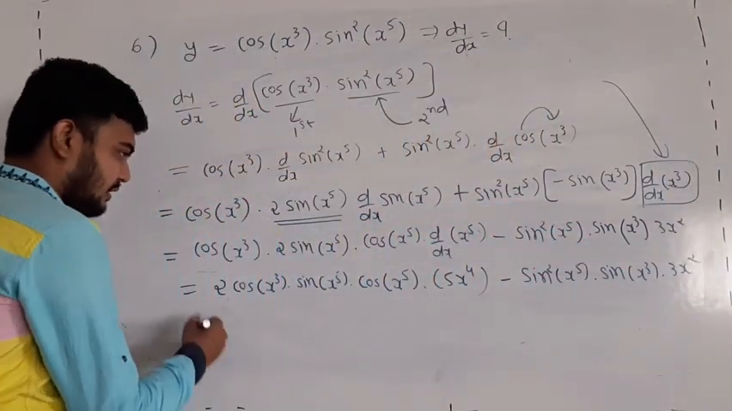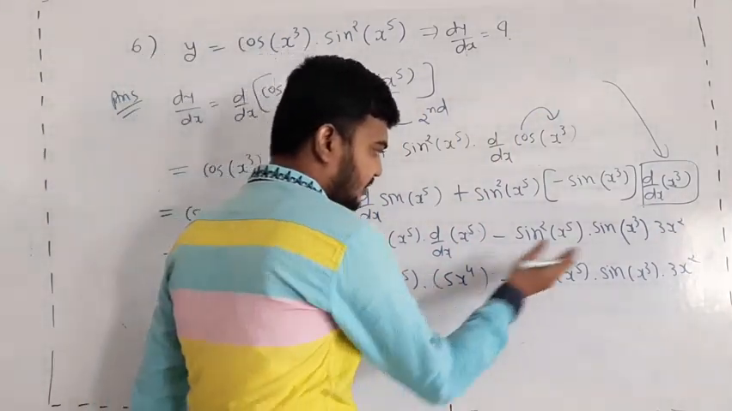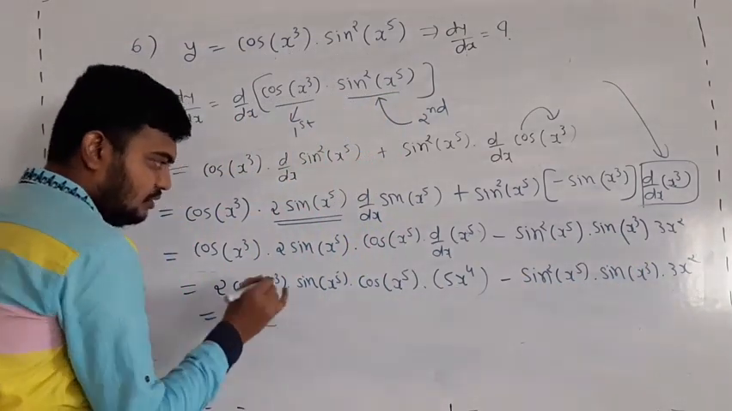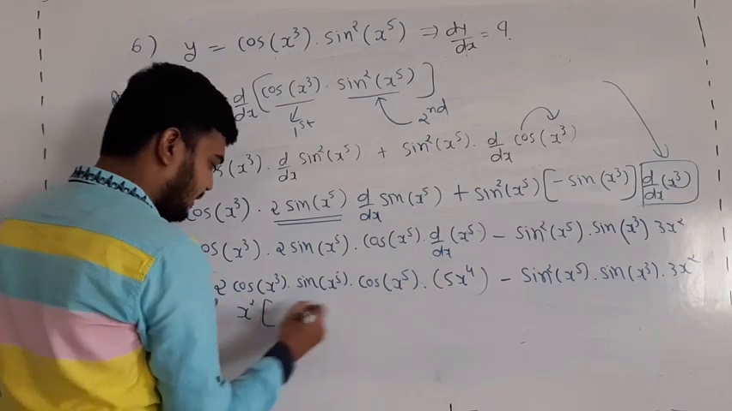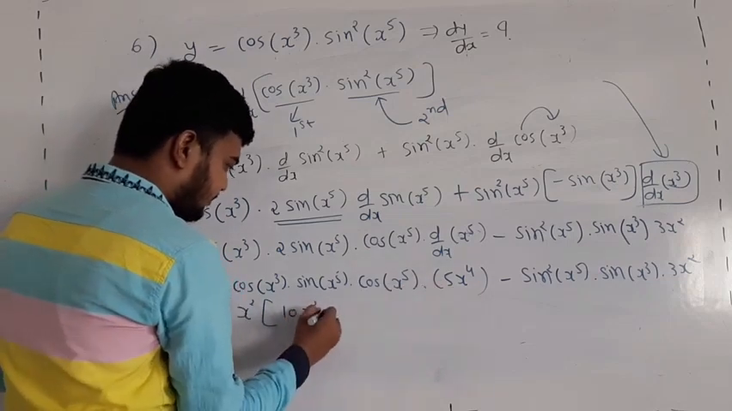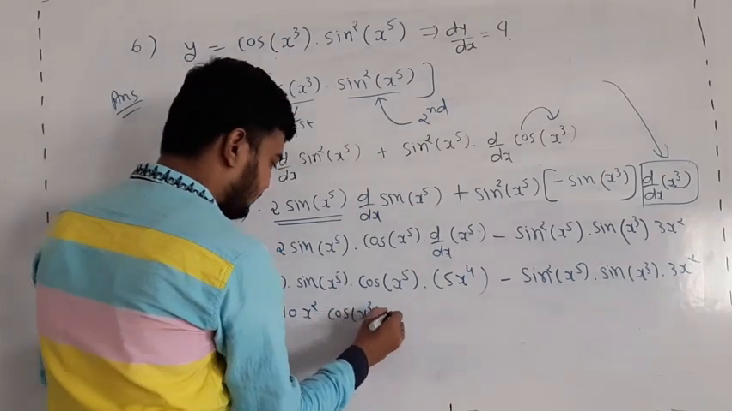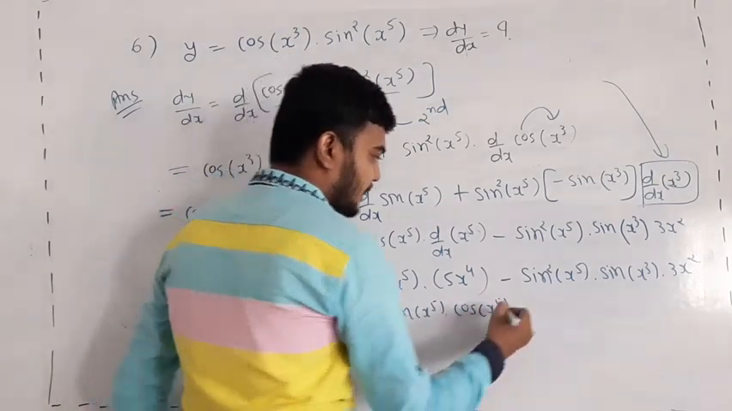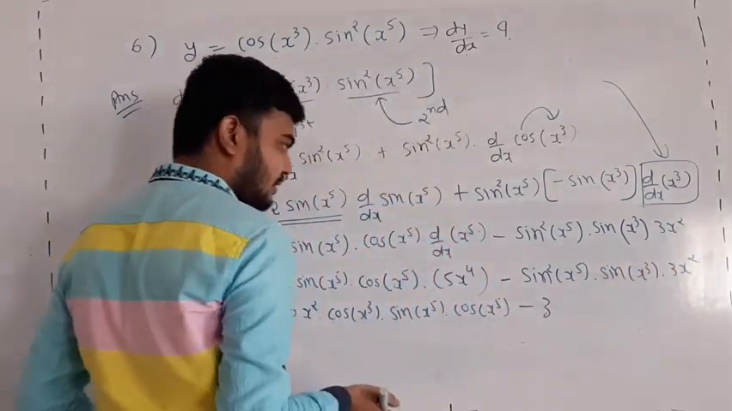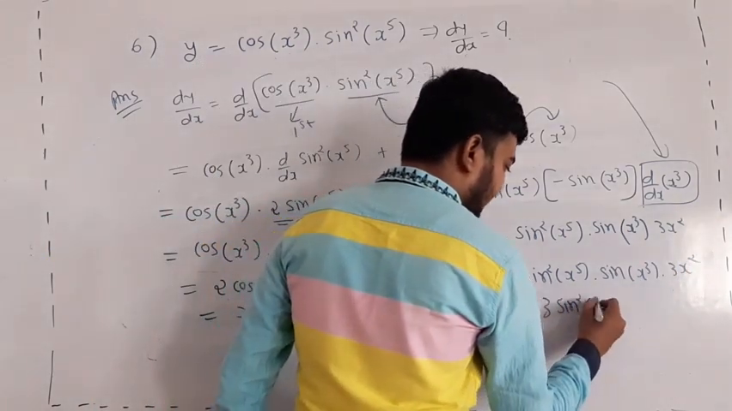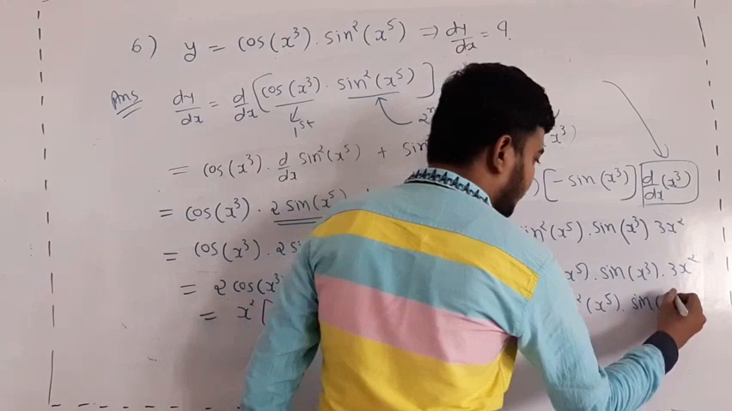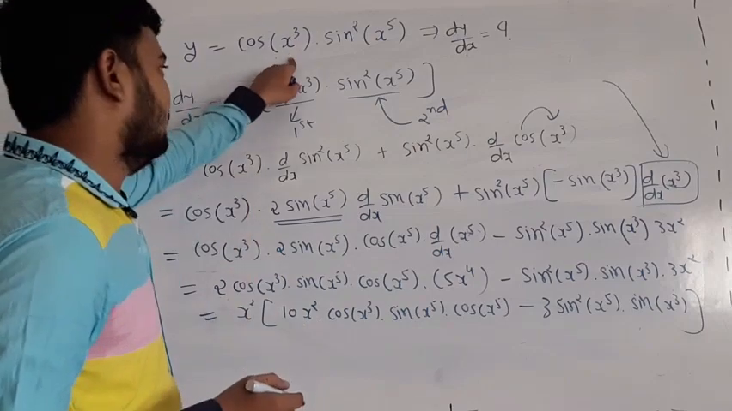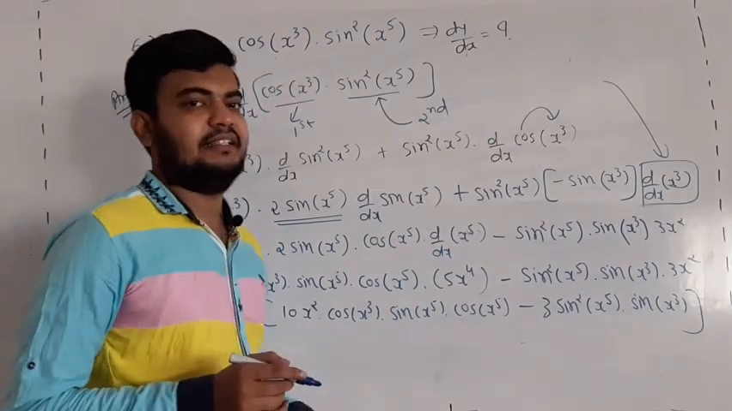Okay beta. If you want, taking common x square, the remaining term is 10 x square cos of x cube sin of x raised to 5 cos of x raised to 5, minus 3 x square taking common, then 3 sin square x raised to 5 into sin of x cube. It is the derivative of cos of x cube into sin square of x raised to 5.